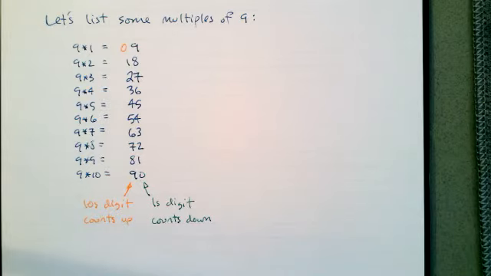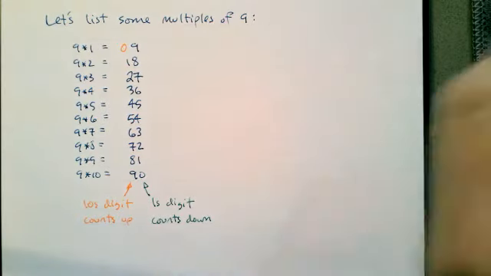Here's another thing to notice. With each of these multiples of 9, let's consider what's called the digital sum of the number. The digital sum just means add the digits.